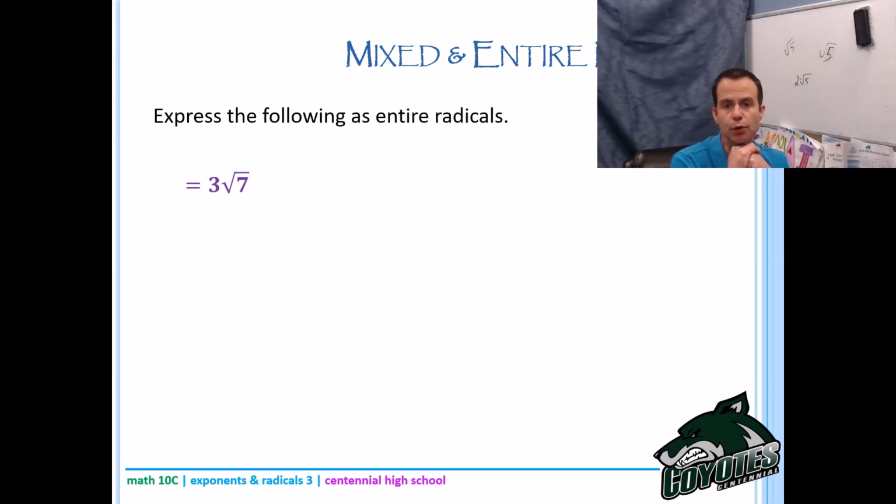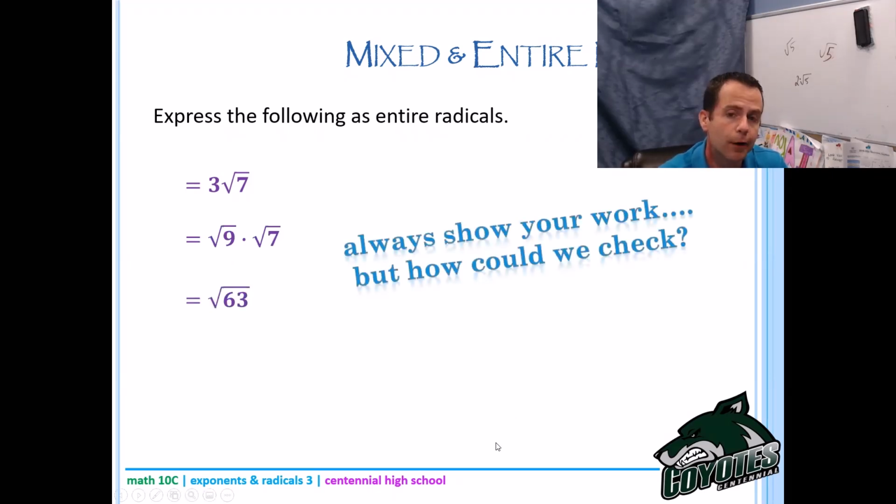Okay, so 3 root 7, again, I want to take that 3 and change it to a root. So I'm asking myself, the root of what would give me 3? And I know the root of 9 gives me 3, so I change my 3 to root 9 because they're the same thing, right? 3 and root 9 are the exact same thing. Now I have two radicals being multiplied together, so I can just multiply the 9 and 7 together and call it root 63, okay? And we've already talked about the fact that we can check this on our calculator.